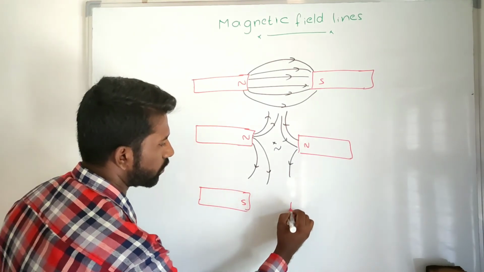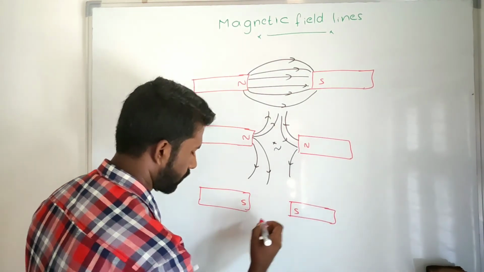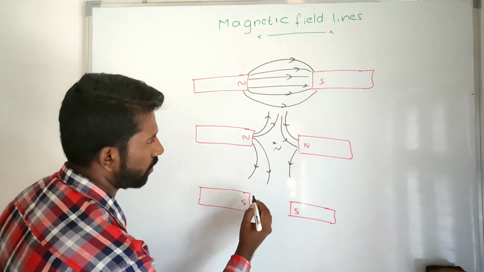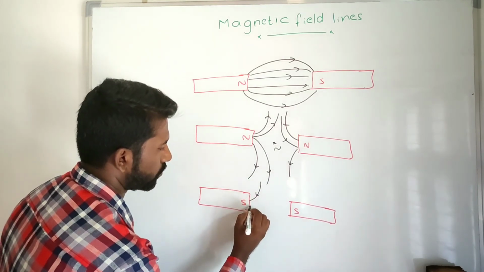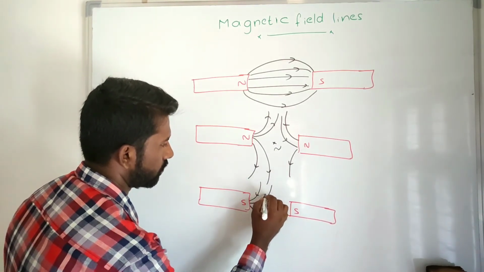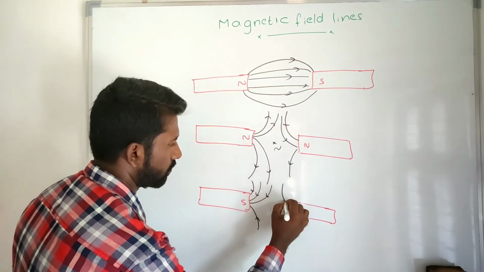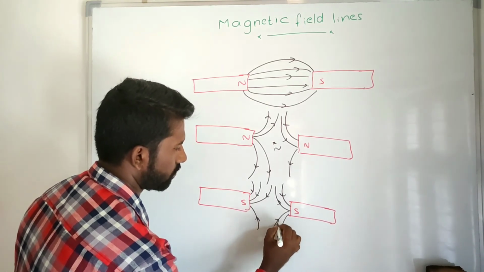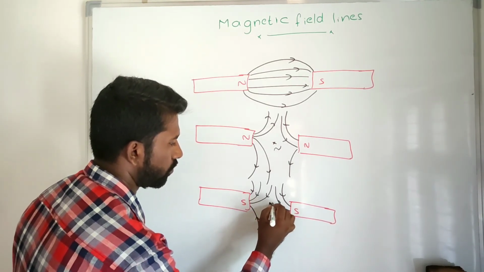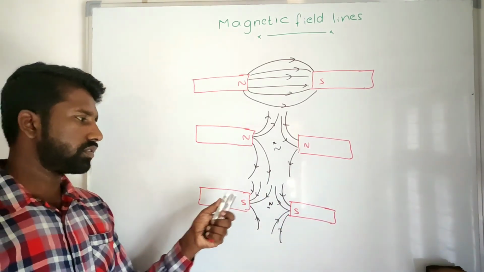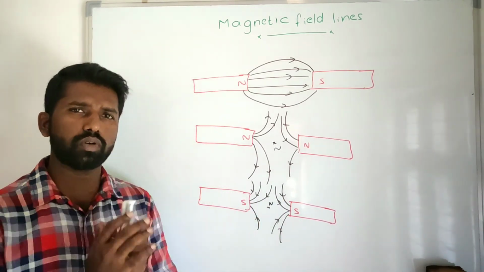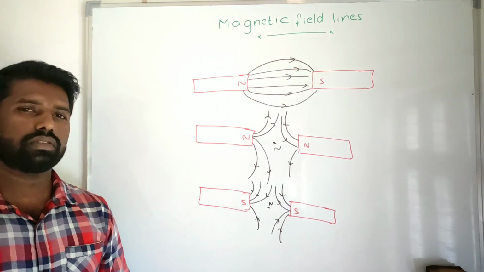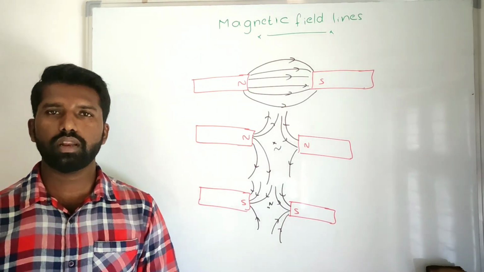Now the south pole of one magnet and the south pole of another magnet. How do the magnetic field lines behave? You see. In between there is a neutral point. Okay, clear? This is the way the magnetic field behaves when two south poles are placed close together. This is about the magnetic field lines.